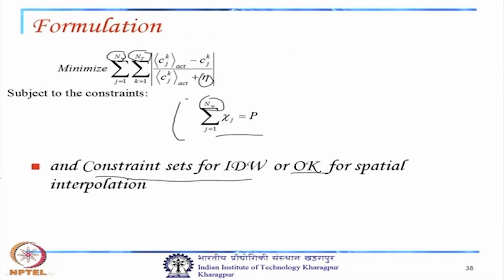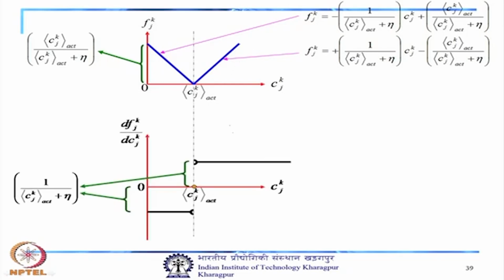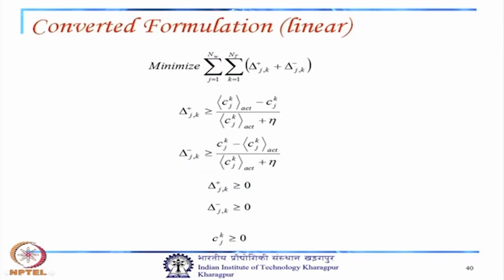So, if we see our objective function, it has an absolute operator, and it is like this blue line, and if we differentiate it, it will be a discontinuous function. So, it is better if we convert it into a linear formulation. We have found a linear equivalent of that. So, this is the linear equivalent.